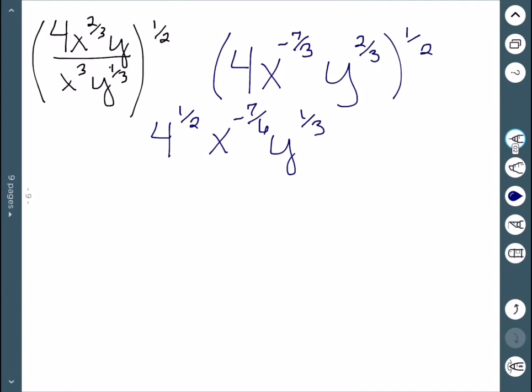Since we like negative exponents to be on the bottom, we'll move the x to the denominator, the y will stay on top, and 4 to the 1/2 power is 2.